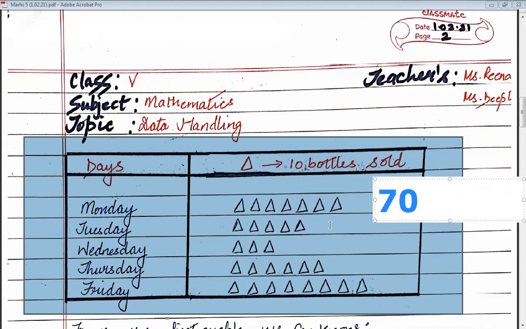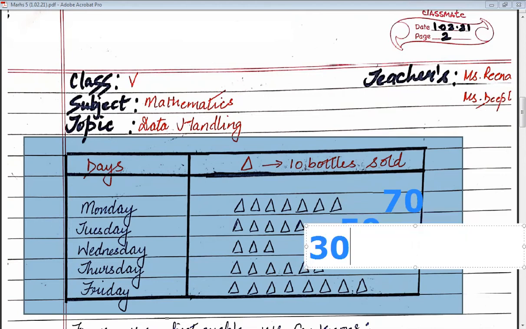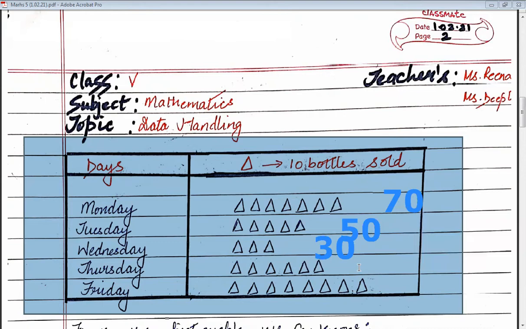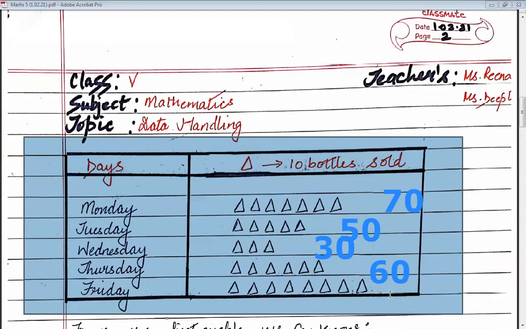Now let's see the second one. Can you tell me the bottles sold on Tuesday? How many triangles are given here? Yes, you are right. It is 5. So you can write or you can tell that it is 50 bottles sold. Now, what about Wednesday? 30. And on Thursday, how many? 60, because there are 6 triangles. Then, what about the last one? Can you tell me how many bottles were sold on Friday? Yes, it is 8 triangles, so it means it is 80.